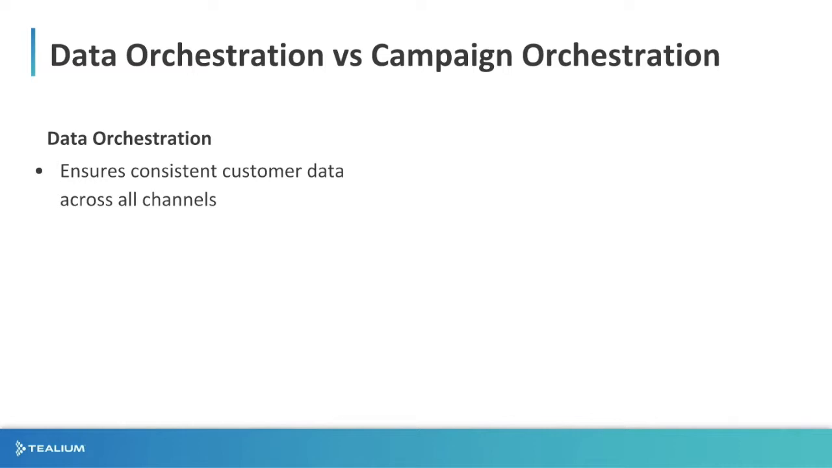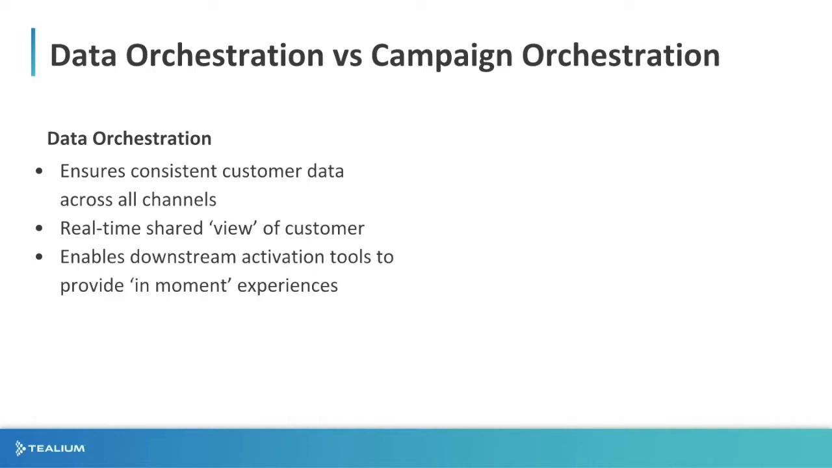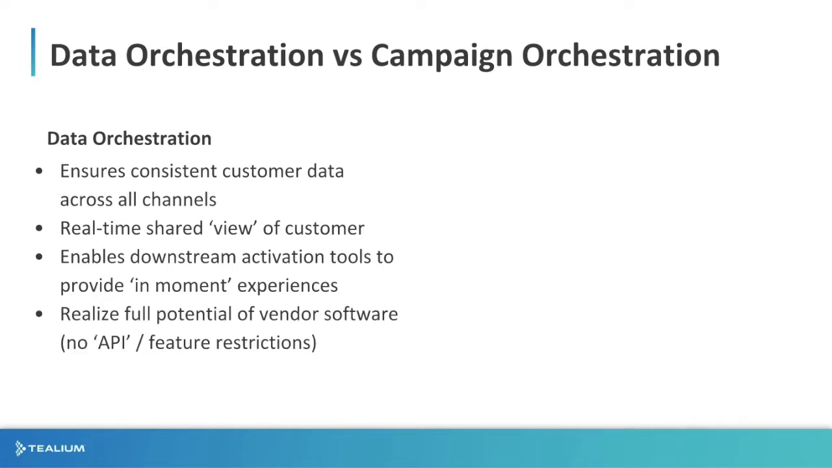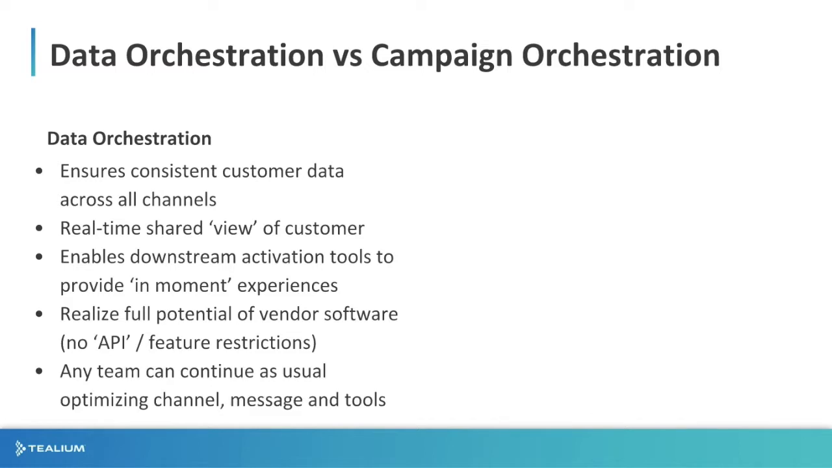So again, data orchestration is enabling consistent customer data across channels. It's resulting in a real-time shared view of your customer. That's really enabling those downstream activation tools to provide those in-the-moment experiences. It's allowing you as an organization to realize the full potential of any vendor that you work with. And lastly, it results in teams continually optimizing the channel, the message, and the tool.